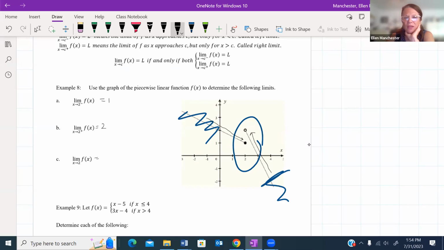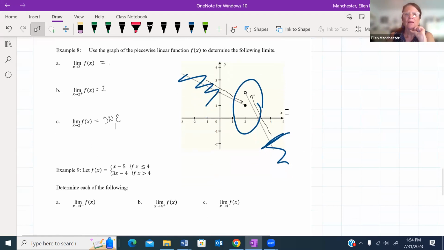C is saying, what is it heading towards when I come in simultaneously? In other words, are my fingers going to touch? Well, when you look at this, you can see there's a big gap between 1 and 2. So since these are different, the limit does not exist. Right-handed limit, left-handed limit: if they are not the same, the limit does not exist. Now, if they both go to the same place, then that's what the limit is. That limit does exist at that place.